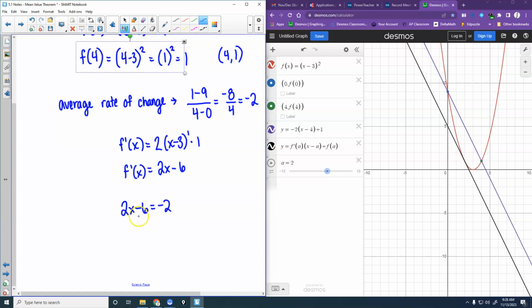And now this should be a very simple equation to solve. We're just going to add 6 to both sides. 2x equals 4. Divide by 2. x equals 2. So they say c, so we could call it c. The c value that makes the mean value theorem true is at 2. That looks like about what's right here on the graph.